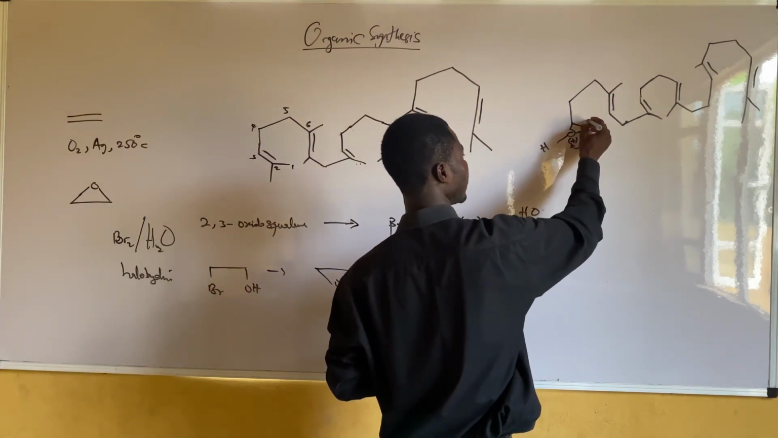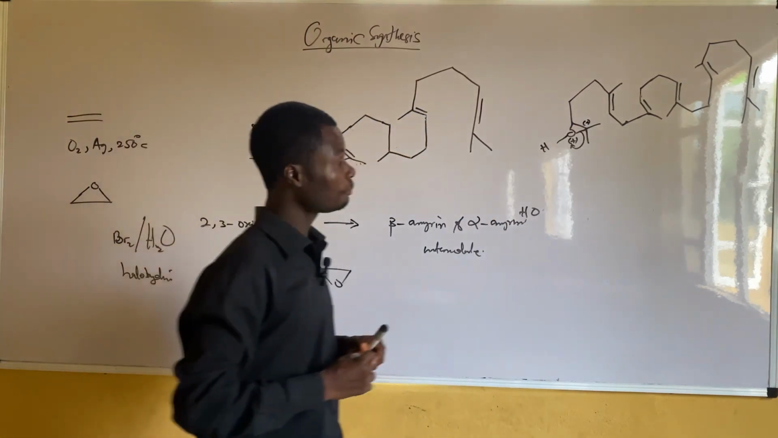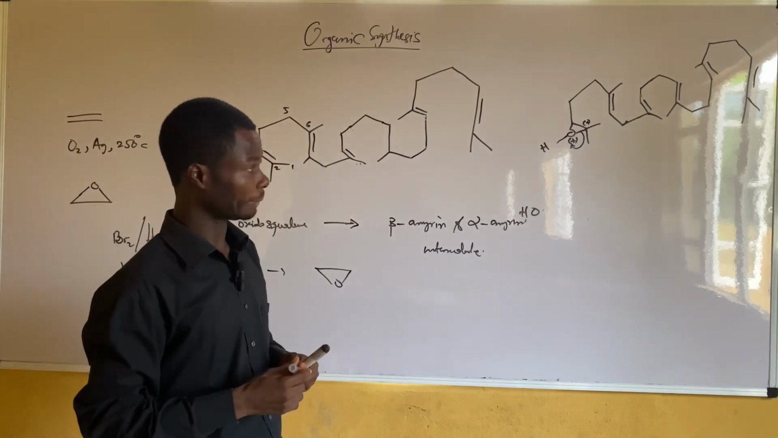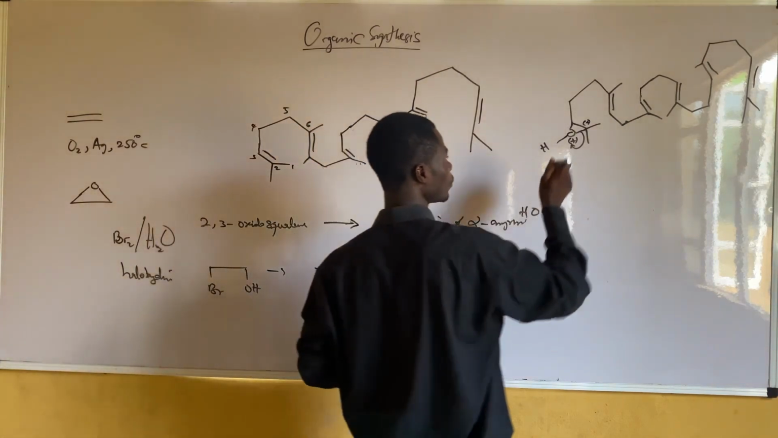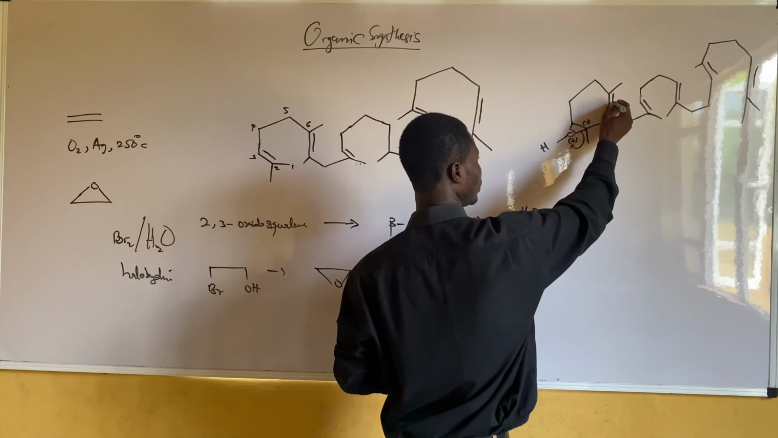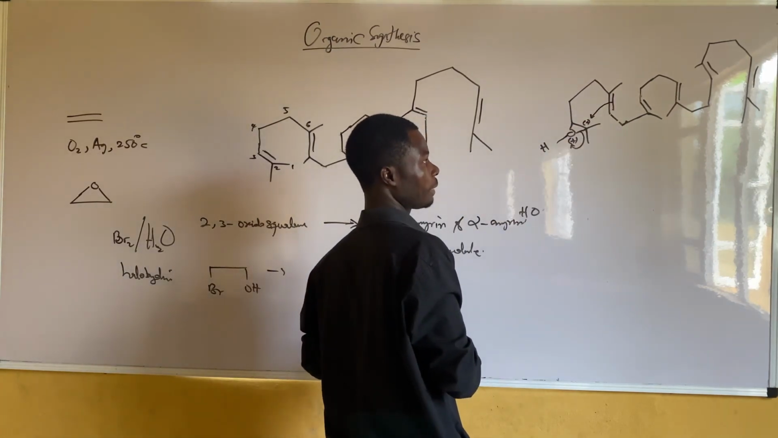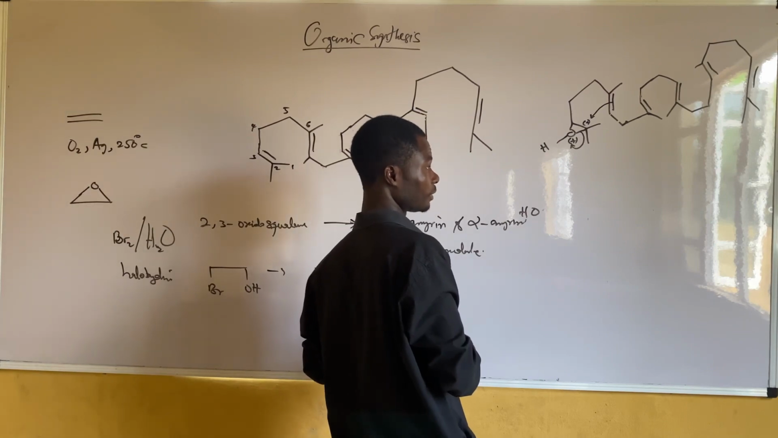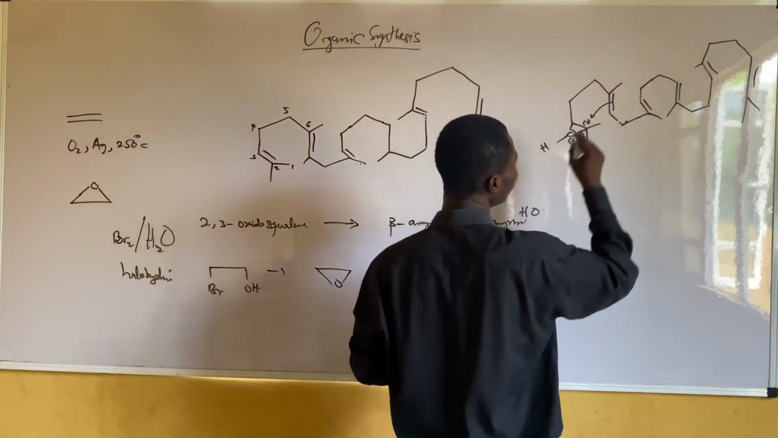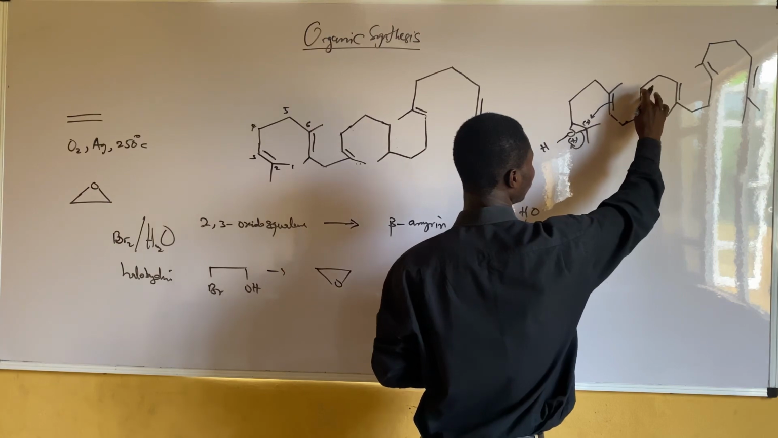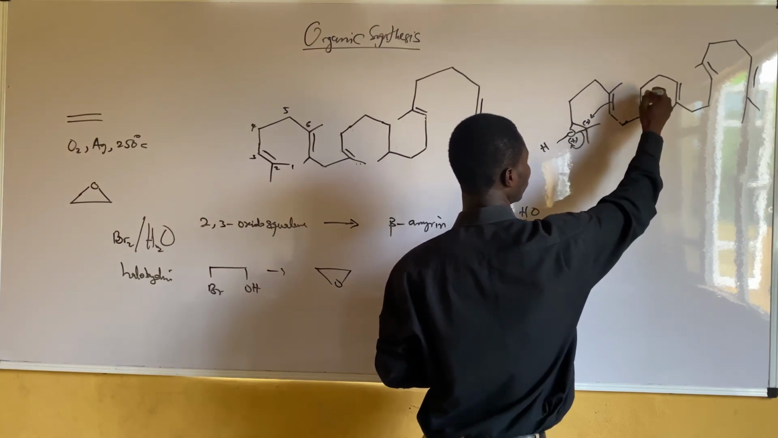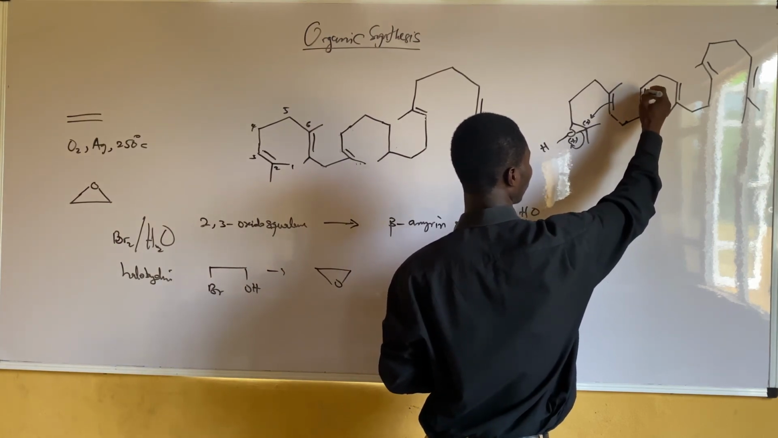Thereby generating a kind of nucleophilic center right in here. Is that okay? So by so doing, this will induce these bonds to move over here, thereby forming a six-membered ring. Is that okay? So similarly, the bond there, yes.